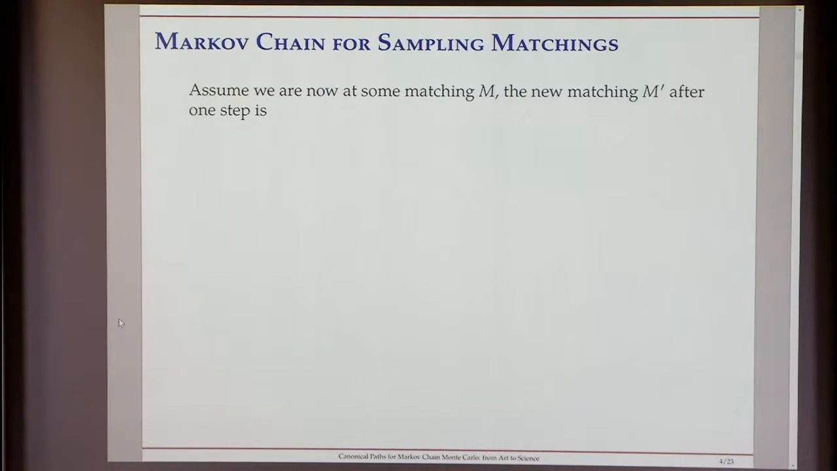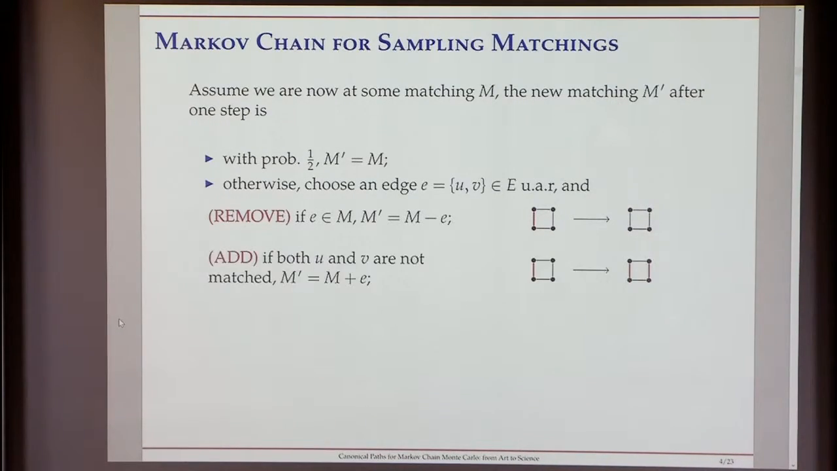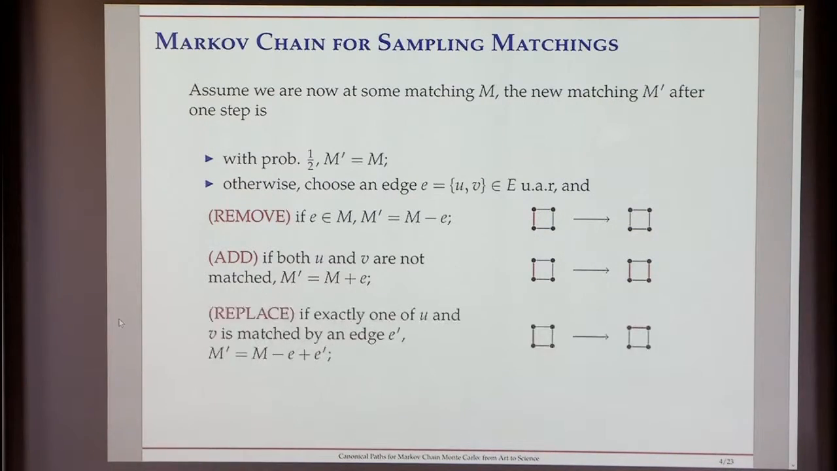Suppose now we are at some matching M, and we are going to decide what the matching M prime is in the next step. The Markov chain works as follows. First, it is a lazy Markov chain. With probability 1/2, we have M prime equal to M, and otherwise we randomly choose an edge e equal to uv, and there are 4 cases. Suppose this is the current matching we are at.